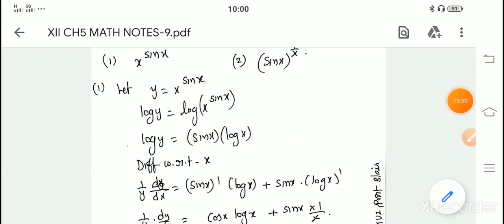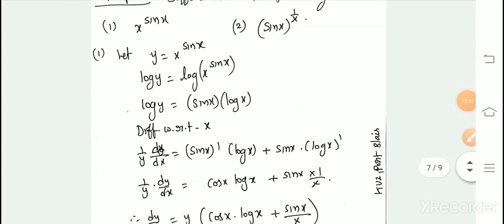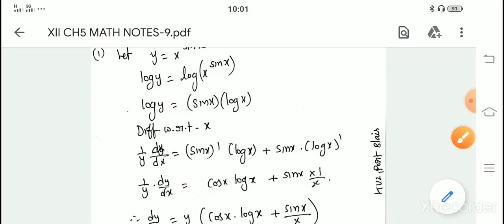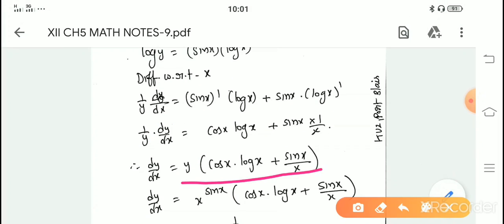Next, then after that, 1 by y dy by dx equals sin x whole dash into log x plus sin x into log x whole dash. Differentiate and write. This 1 by y will be sent to the side, so that I get the answer like this: y into cos x log x plus sin x by x. If you leave it here also no problem, and if you substitute what y is also no problem. That is the derivative of sin x power sin x.